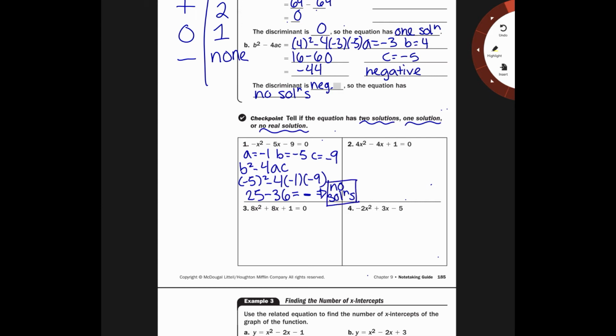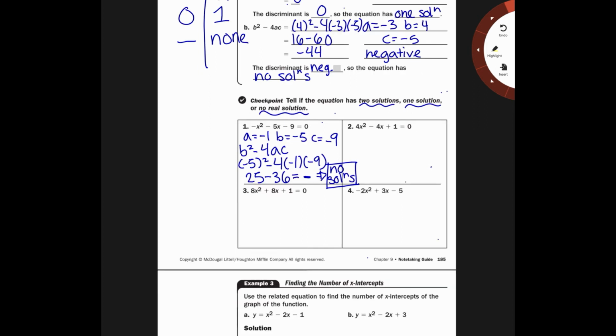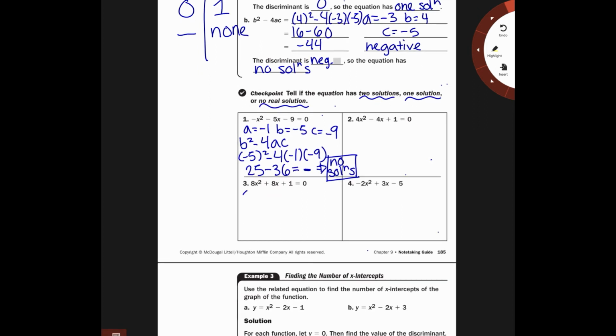Okay, let's look at number 3. For number 3, I have an A of 8, a B of 8, and a C of 1. So my B squared minus 4AC will be 8 squared minus 4 times 8 times 1. That'll be 64 minus 32, which is a 32, which is positive. Or if you didn't want to figure that out, you could just say, okay, this one's bigger minus this one, it's positive, which means that I have two solutions.